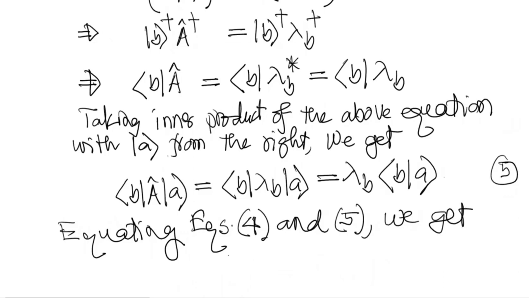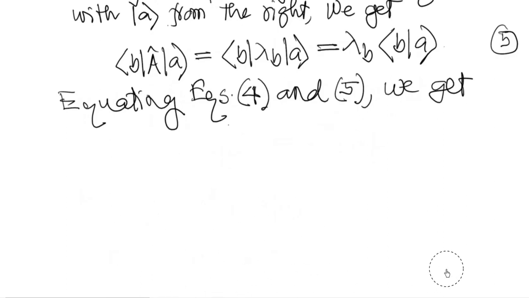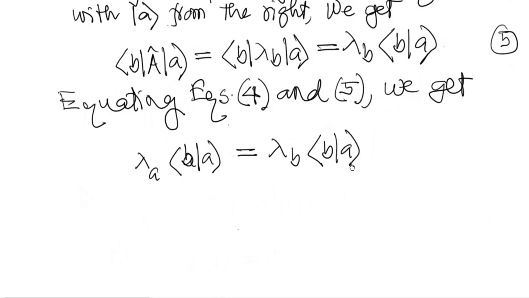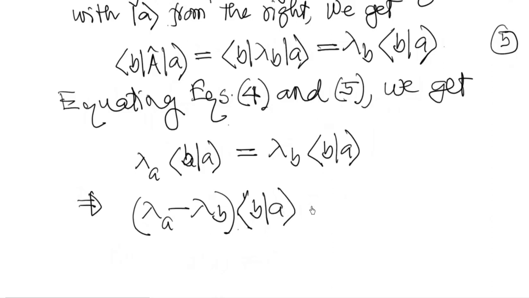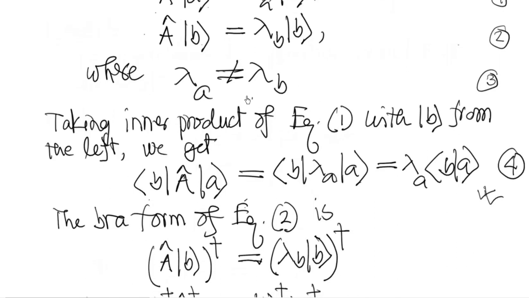Which means, but you see we have assumed from equation 3 that the eigenvalues are different. Lambda A is not equal to lambda B.